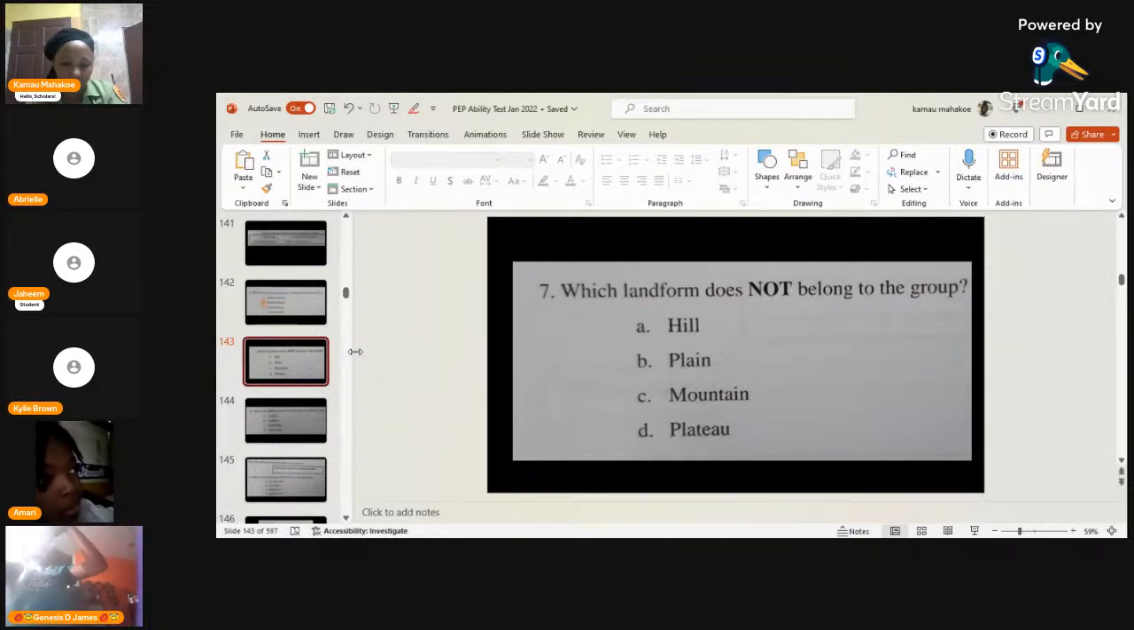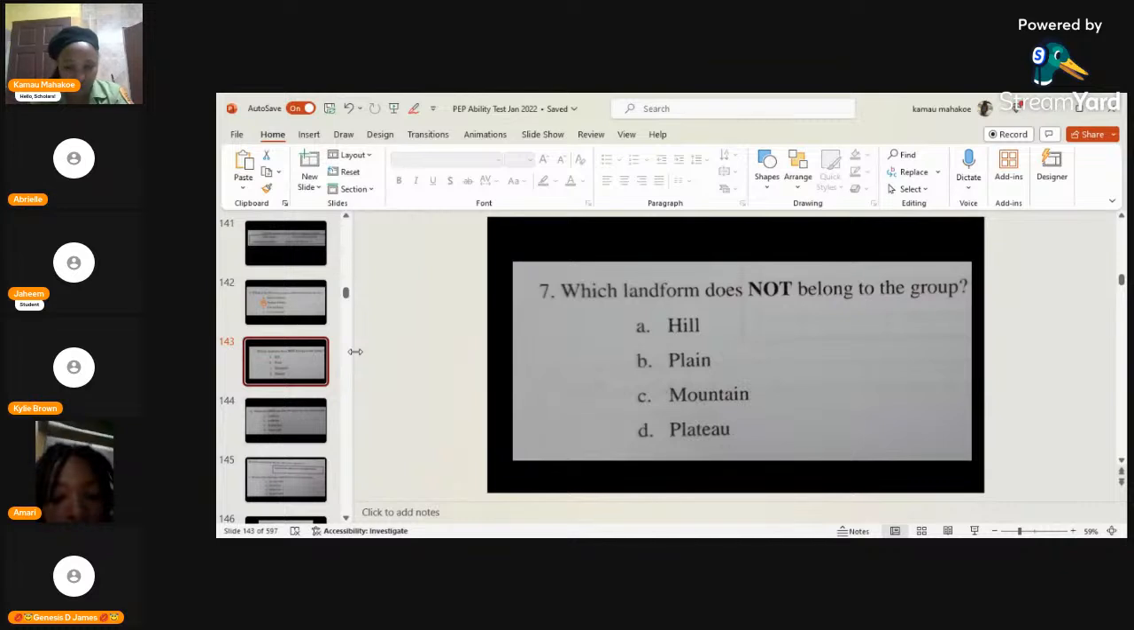So all four are landforms. Remember, we said all of them are going to have something in common, right? All four of them are landforms. But the hill, mountain, and plateau are highlands. Even though the plateau has a flat area at the top, it's still a highland. The plain is a low land, a low flat land. So that makes it different.